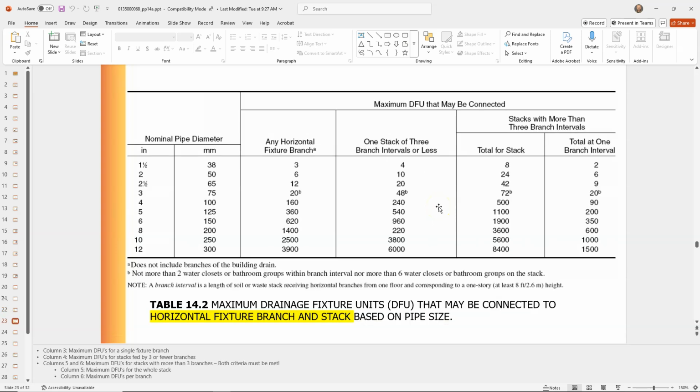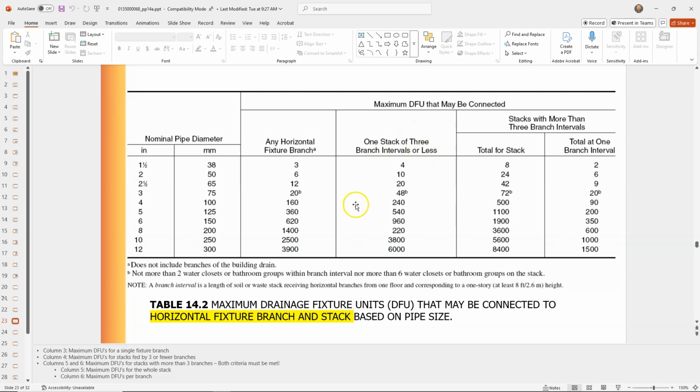The next table is going to help us determine the minimum size of the pipe for both the fixture branch and for the stack, depending on the number of fixture units, but also the number of branches that are connected to the stack. So these first two columns here, actually the second and the third column here, are listing maximum drainage fixture units for a particular pipe size. Okay, so again, right here it's for the branch. This is the horizontal branch that is being used to connect all of the fixtures to the stack, and then this is the actual waste stack itself.